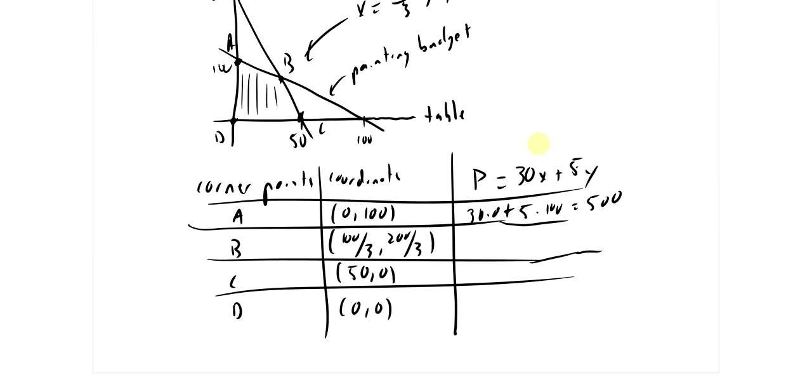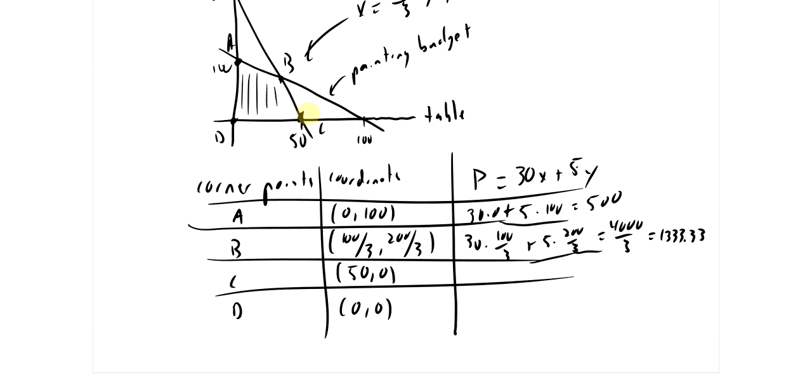At point B, he's making 100 over 3 tables, so 33 1/3. You know, and the units might be thousands of tables or something. So 30 times 100 over 3 plus 200 thirds chairs at $5 a chair. If you actually multiply everything out, it's 4,000 over 3, which is $1,333.33. So that's how much profit he's making at B.